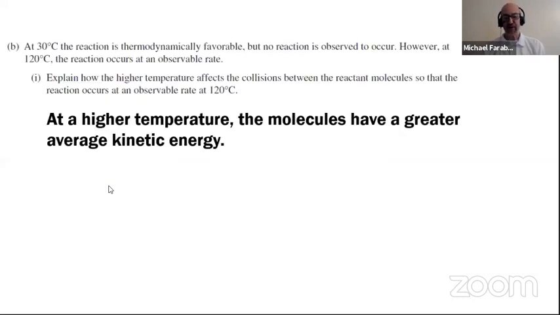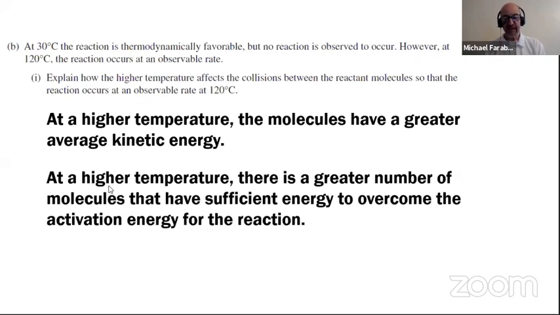So at a higher temperature, the molecules have a greater average kinetic energy. Again, here's the part about the collisions, the fact that there's a greater number of molecules that have sufficient energy to overcome the activation energy. So they are not only colliding more often, but with more force. And again, that greater fraction of molecules that has enough energy to overcome the activation energy, that's a key part of this explanation.